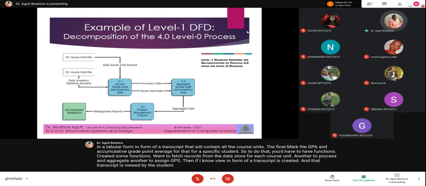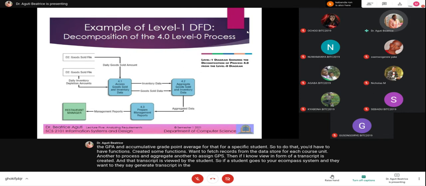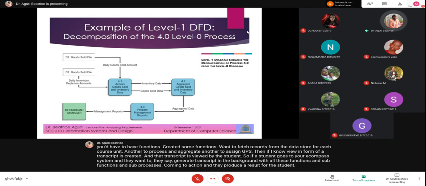So if a student goes to your eCampus system and says generate transcript, in the background all these functions and sub-functions or sub-processes come into action and produce a result for the student, and that would be your transcript as a final report.